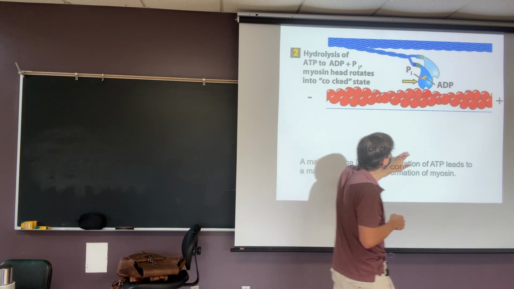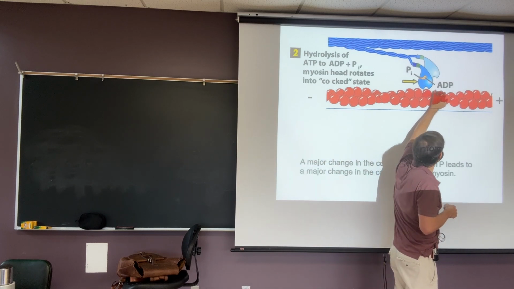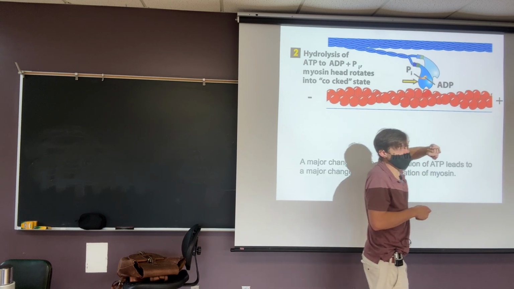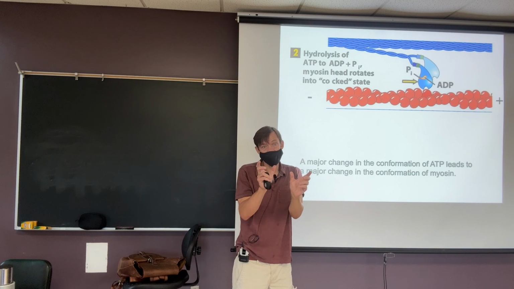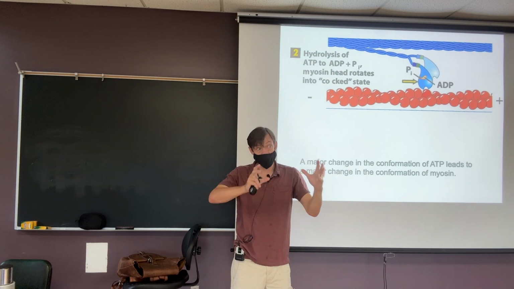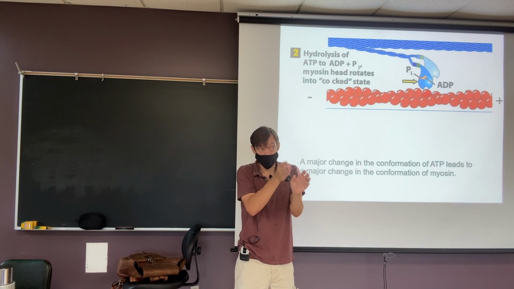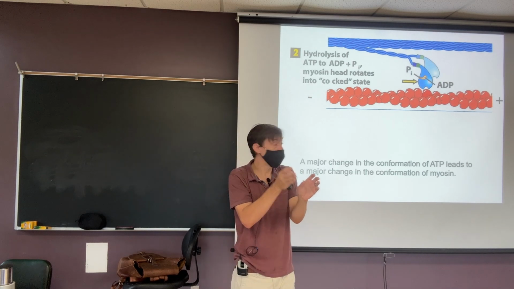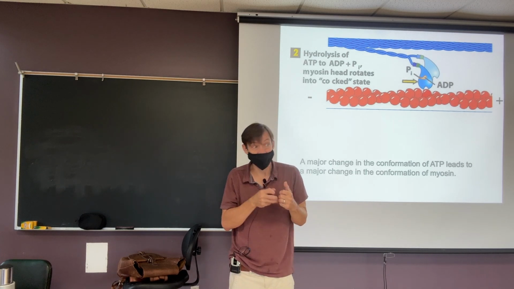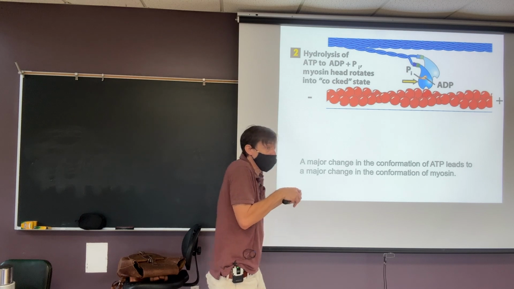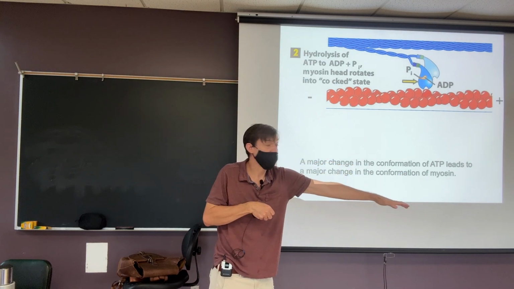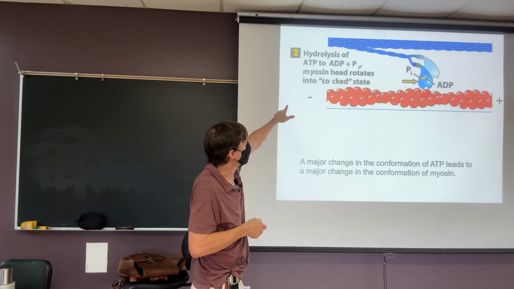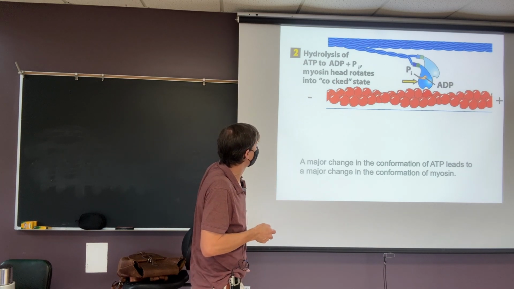And what's happening here is that ATP is being hydrolyzed to ADP plus inorganic phosphate. And both that phosphate and that ADP are still bound to the myosin. It's just that this molecular link between the phosphate and the ADP has been broken, but the breakage of that link causes the head to extend outwards. So this enters into the cocked state.